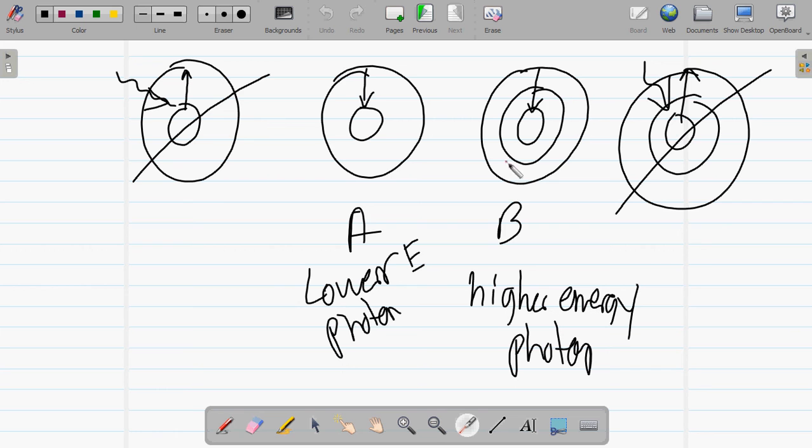So we know that B is going to give off a higher energy photon because it must have absorbed more energy to move up 2 energy levels. And so then when it falls back down 2 energy levels, it's going to give off that same amount of energy. All right, so that's it for this chemistry review.